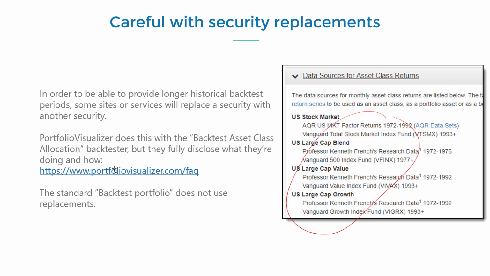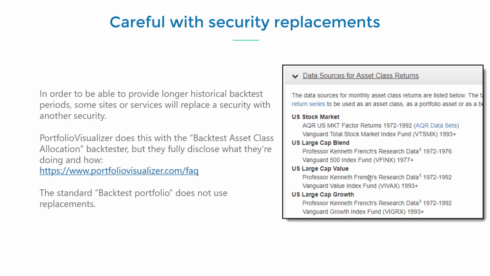This is a site that I'll be giving you a very quick demo of at the end of the presentation, called PortfolioVisualizer, which is fantastic and free. If you go into their FAQ section and look up data sources for asset class returns, you can see exactly that. For large cap blend, they're using VFINX to go back to 1977. Before that, they're using Kenneth French research data to go back to 1972. So as long as they display this, that's good.